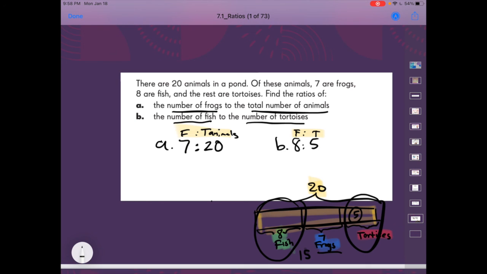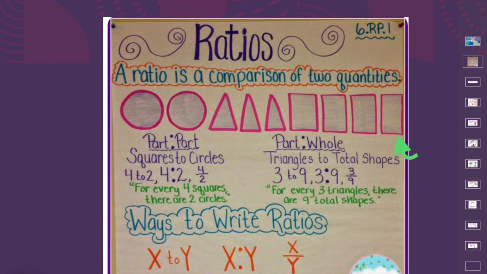Part A, you probably noticed, was a part to whole. We were looking at a part of the set and comparing it to the total amount. And part B was a part to part, where we were looking at 2 parts within the set.